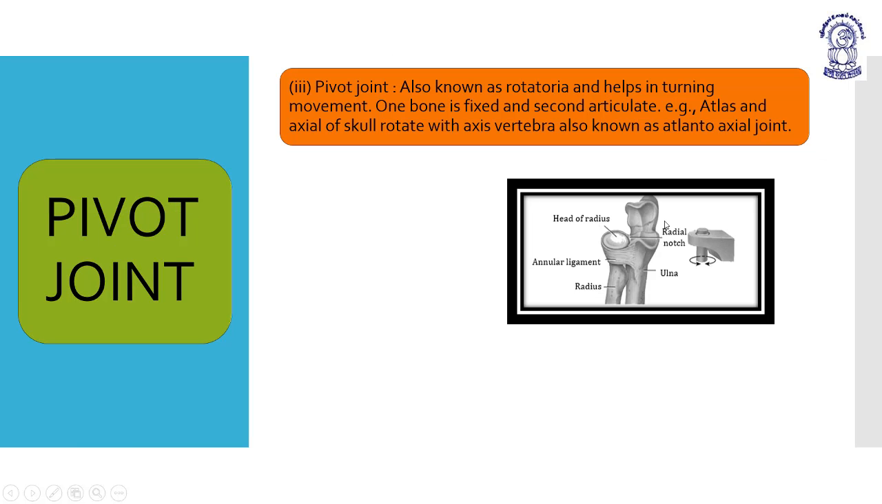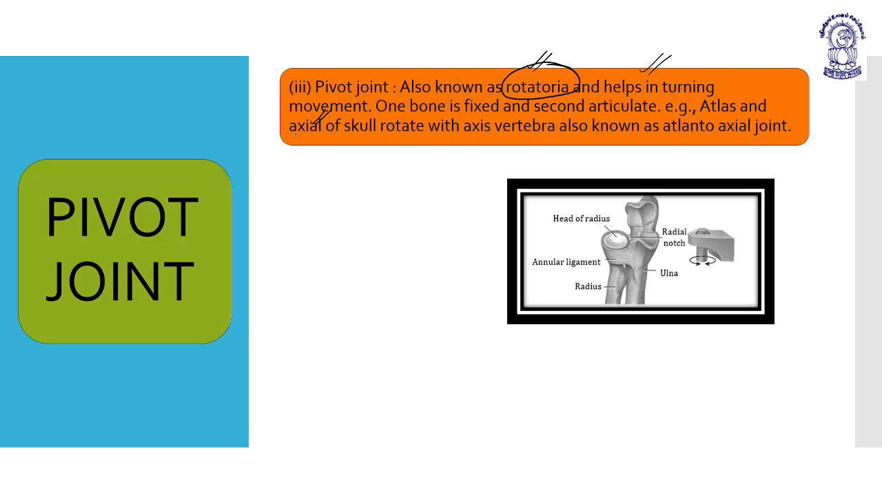Pivot joint. Pivot joint is basically a type of joint in which a bone has a peg-like process, which allows the bone to acquire the shape of a ring. It is also known as rotatoria and helps in turning movement.